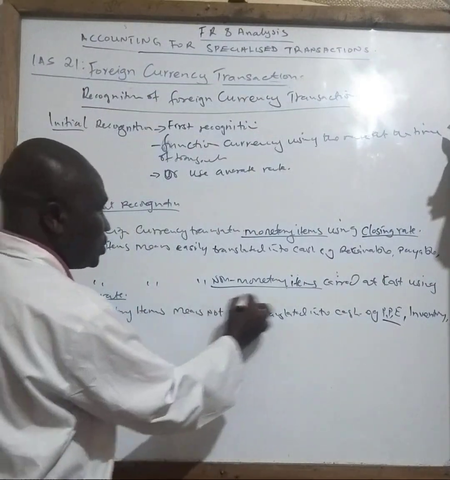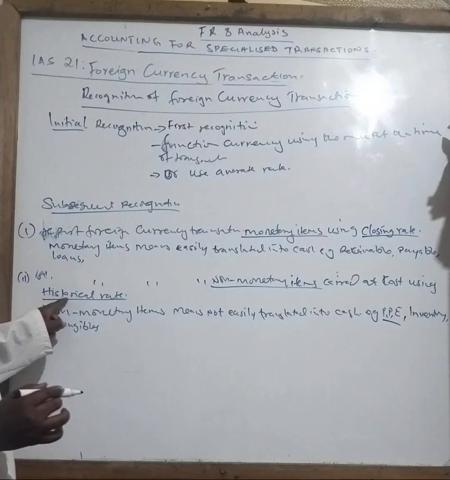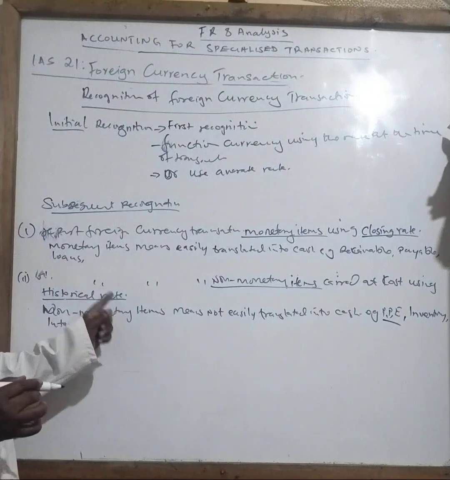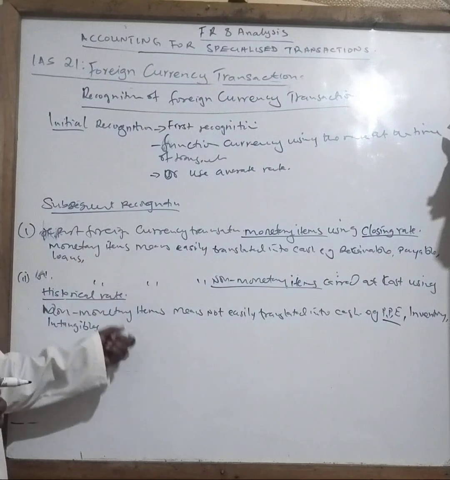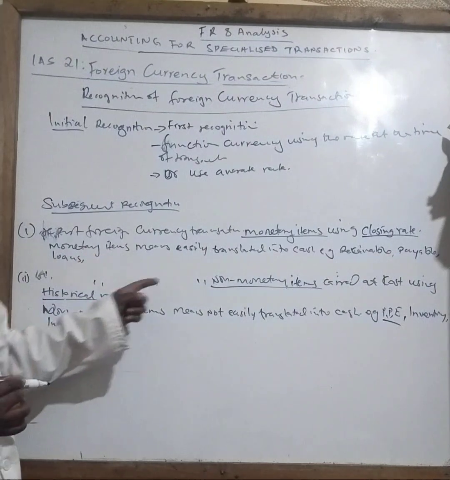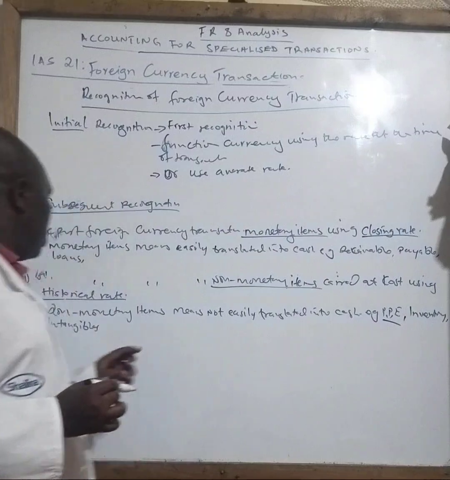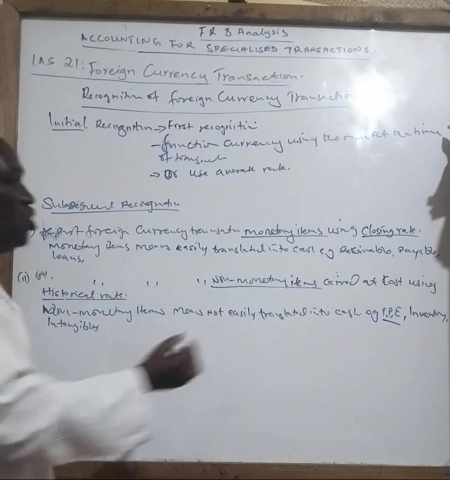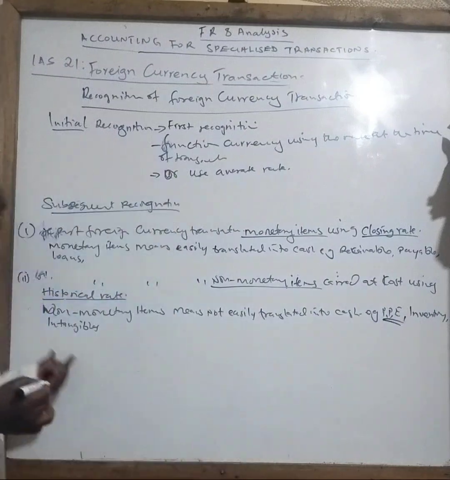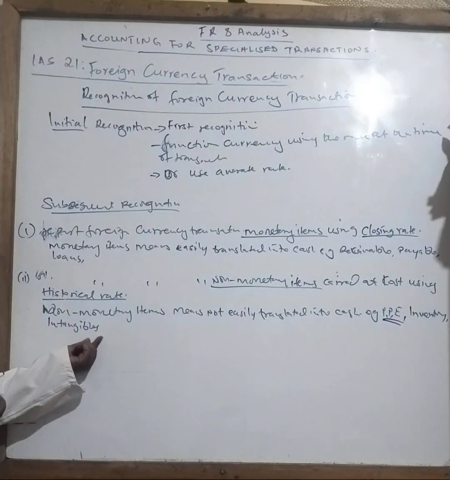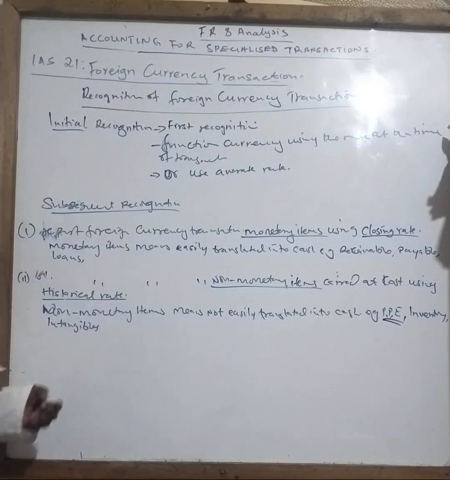Non-monetary items. Now, when you talk about historical rates, these are rates at the time of purchase. So it means convert or recognize these non-monetary items using historical rates. When you see the PPE or inventory or the intangible, convert this one using the rate that prevails at the time of purchase.